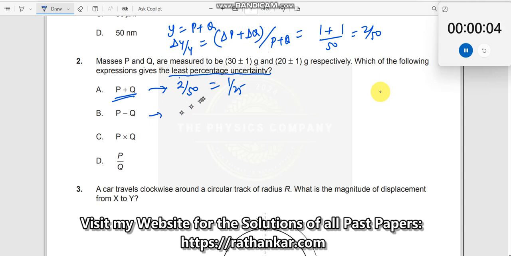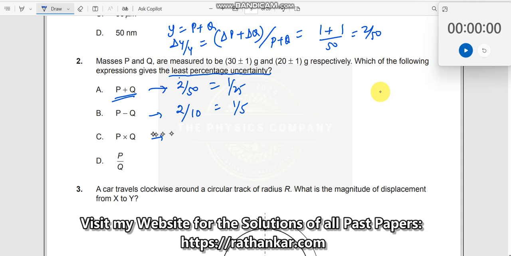Similarly, if I do for P minus Q also, what will happen? The errors cannot be subtracted. Errors will always be added. So this will become 2 divided by P minus Q. This value can become subtracted. So P minus Q would be 30 minus 20, which is 10. This becomes 1 by 5.